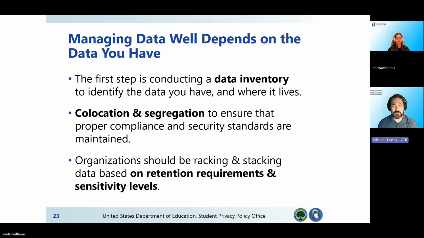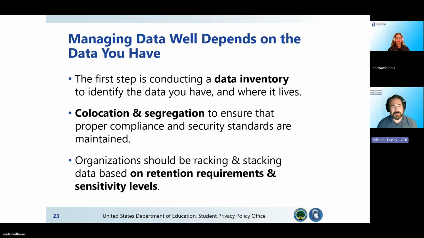The more you can segregate and isolate these islands of data in different categories, the easier it will be for you to protect that data, to understand what you have, and to retain and destroy that data in compliance with the law. So organizations should absolutely be first conducting those reviews and then racking and stacking data based on things like those retention requirements and the sensitivity level of that data.